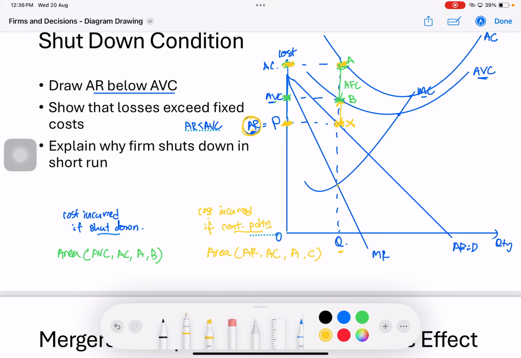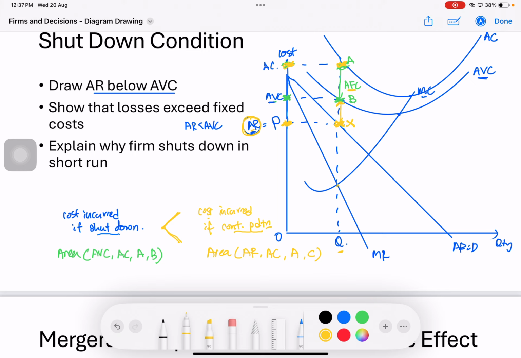Can? Because if you continue production, you are not only incurring your fixed cost, because fixed cost, whether you produce or not produce, it will always be there. You are also incurring your average variable cost. So because of that, if you continue production, this AR, AC, A, and X is the cost incurred. So over here, you can see that if you continue production, the cost incurred will be higher.